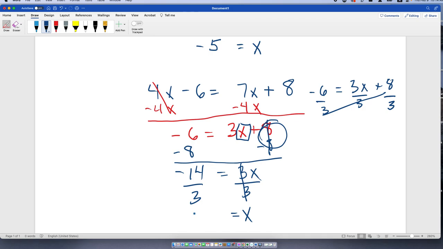Mixed numbers in algebra are a problem because a mixed number is actually a whole number plus a fraction. And in algebra, when we write things next to each other, we want them to signify multiplication. So we're just going to leave it like that, -14/3. Now, if 3 could go in there, we could reduce it, but 3 does not go into 14, so that is our answer.